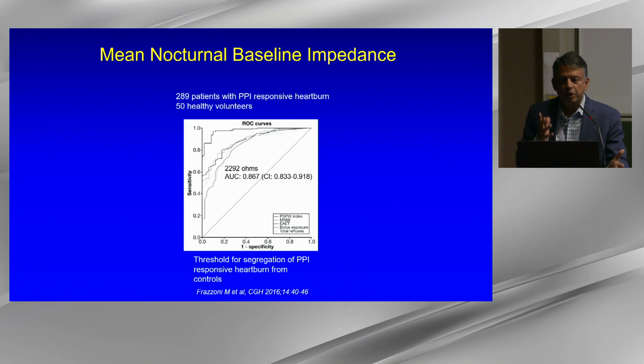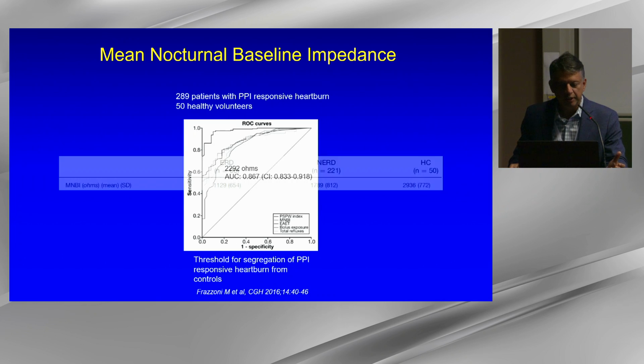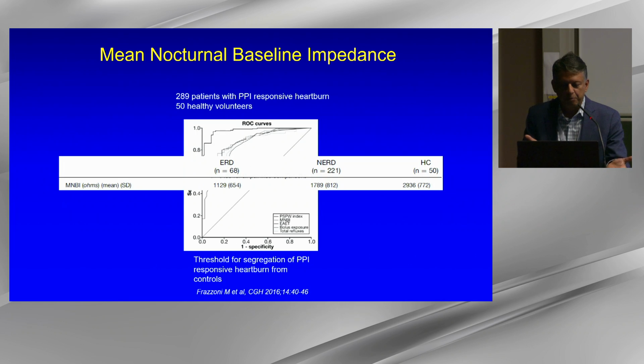Now, the original Italian group that reported mean nocturnal baseline impedance tried to define a threshold, a cutoff threshold. They came up with 2292 ohms, and this was based on patients with PPI responsive heartburn, not really true non-erosive reflux disease, because at that time we did not have the requirement for pH test to be abnormal to diagnose non-erosive reflux disease. This was based on PPI response.